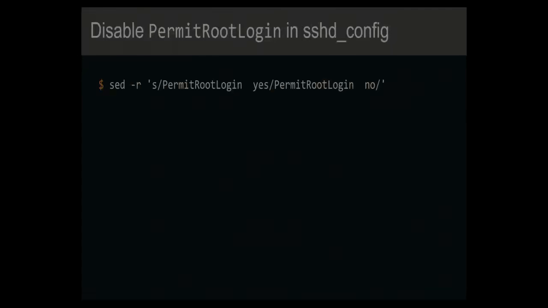As an example, if you look at this little problem here, in your SSHD config, you want to turn off root logins, and you're like, stand back, I know regular expressions, I know sed, and you come up with this, which works great until you realize that the number of spaces before the yes could be variable, right? Some people put tabs there, some people put 5 spaces there.